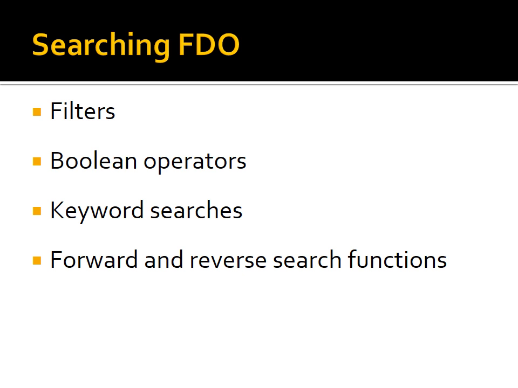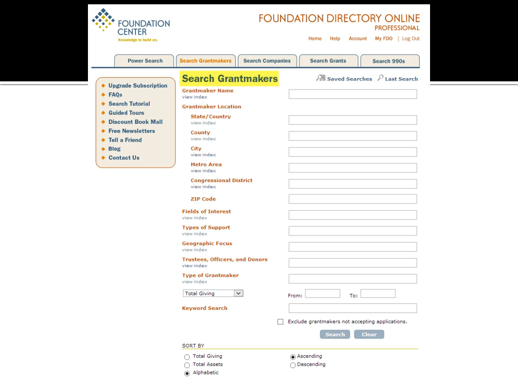Boolean operators: FDO will input their own if you're using their keywords from their list. If you're inputting your own keywords at the bottom, the keyword search section, you will have to input your own Boolean operators and keyword searches, and forward and reverse search functions, which I will show you.